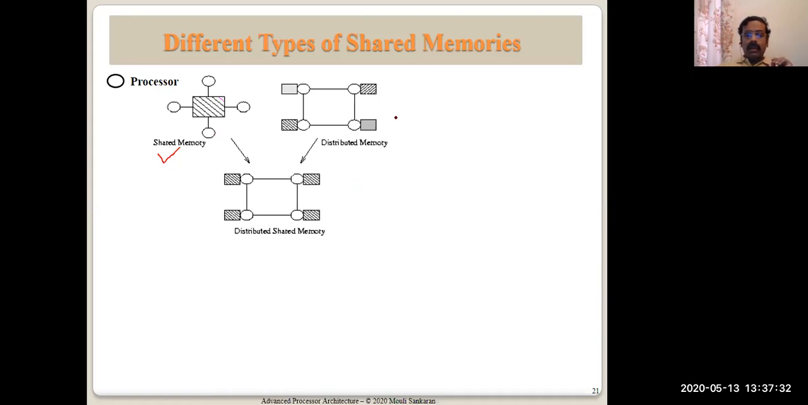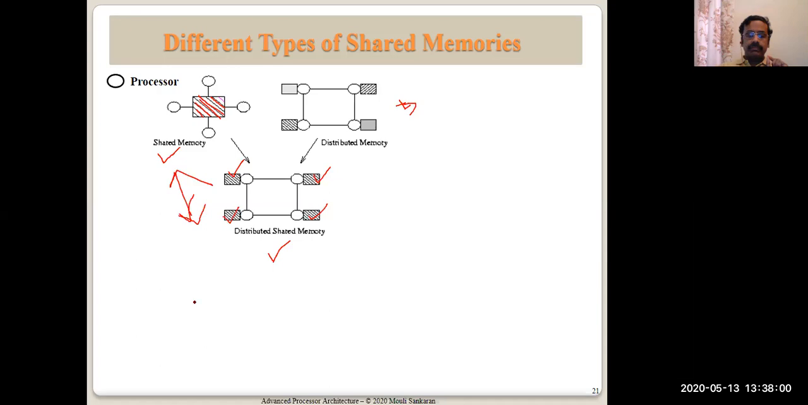Now, let us come here. These two are more or less the same in terms of logical operation, but physically they are different. Let me explain that. Now, what is this shaded portion? This shading is the same in all places.